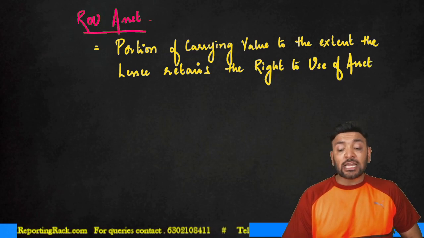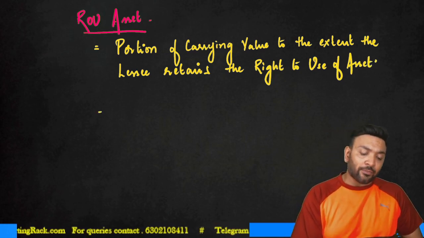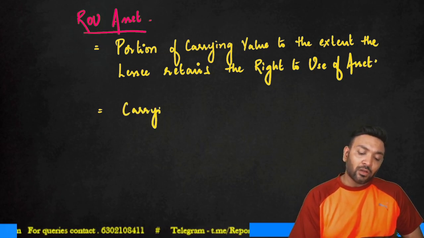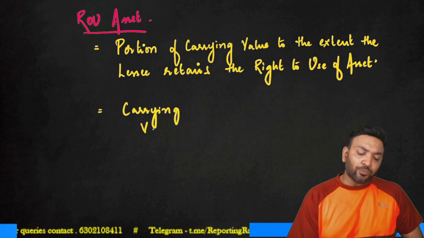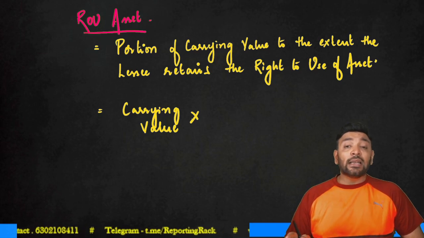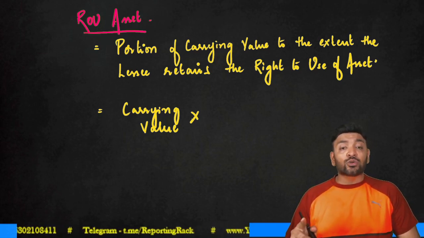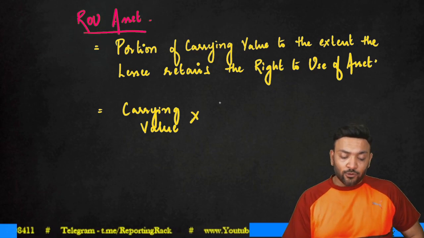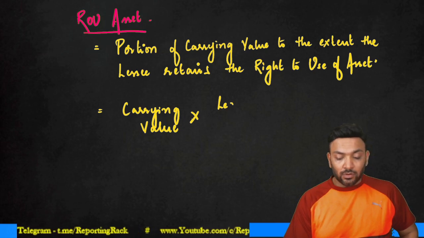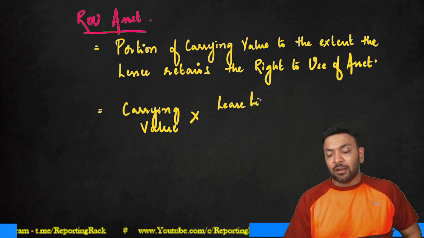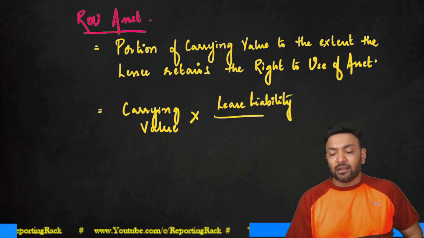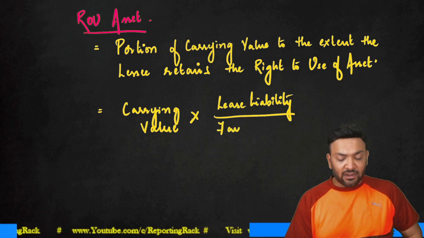It is a proportion of carrying value. So calculate. This is nothing but carrying value in proportion of the value it retains or the right to use the asset retained by the lessee. So therefore, into lease liability portion, that is your right to use the asset, divided by fair value of the asset.